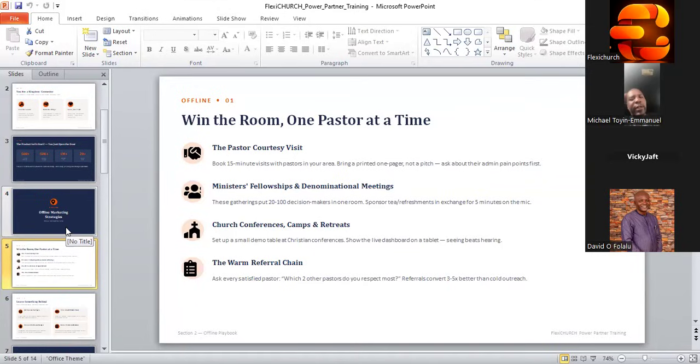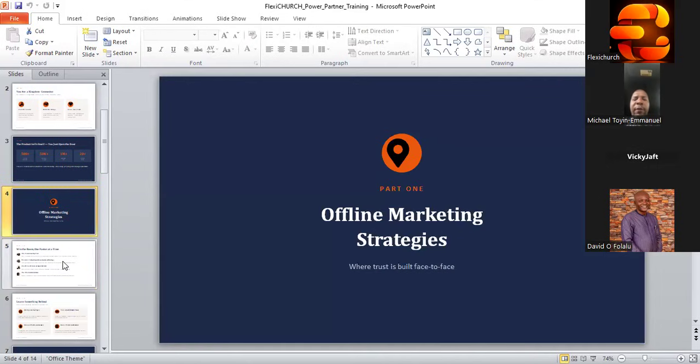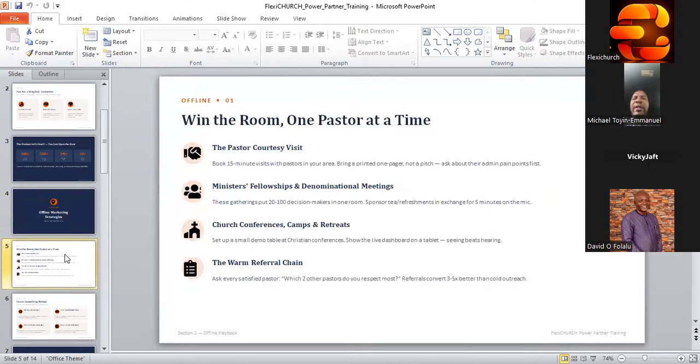There are two strategy modes you can use. The offline marketing strategy, which is when trust is built face-to-face. The first on that offline marketing strategy is a courtesy visit. This is where you actually demonstrate your, I don't want to use the word empathy, your concern, with just a courtesy visit. Maybe you can book a 15-minute visit with a pastor.